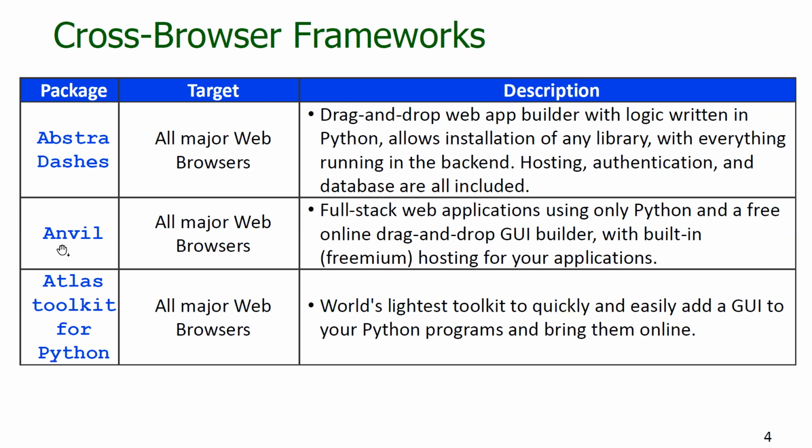The next package is Anvil. All major web browsers are supported. It builds full stack web applications using only Python and a free online drag and drop GUI builder, with built-in premium hosting for our applications. The next one, Atlas Toolkit for Python, is suitable for all major web browsers. It is the world's lightest toolkit to quickly and easily add a GUI to our Python programs and bring them online.